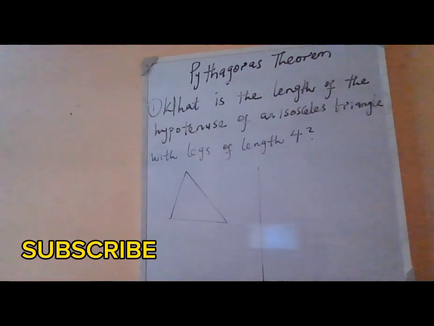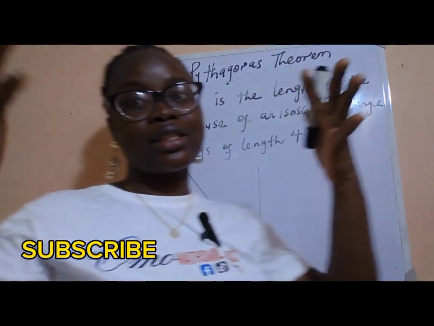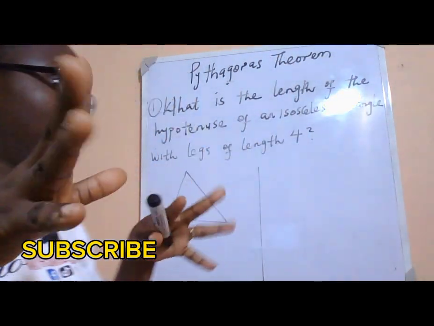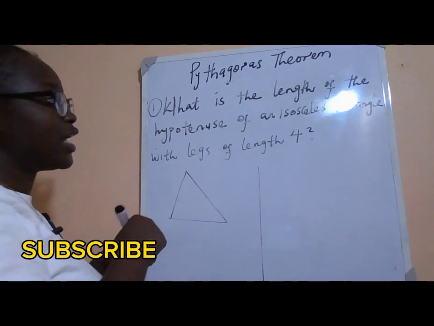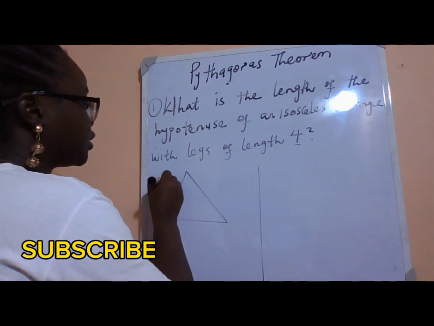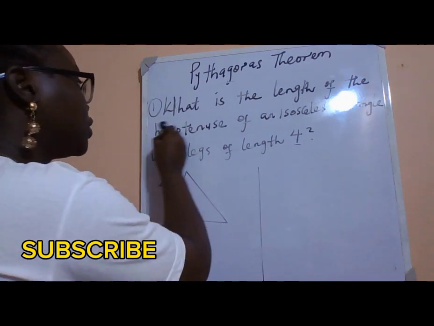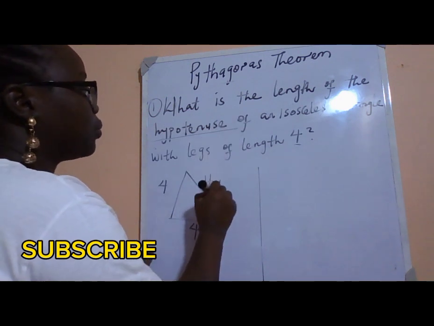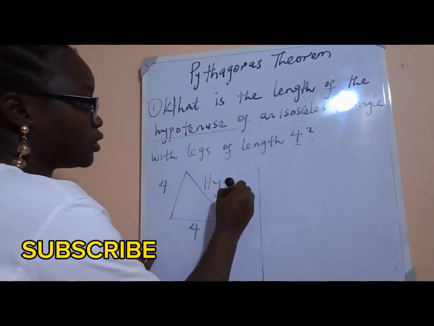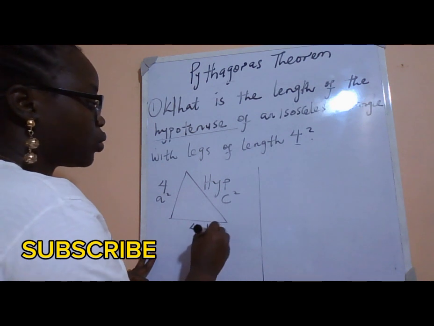an isosceles triangle. In an isosceles triangle, both sides are equal, right? So going by that, we are given the legs of length 4. So that means this place is 4, this place is 4. We are asked to find the hypotenuse. So here is the hypotenuse that we are asked to determine. Recall that your hypotenuse is c squared. This is your a squared. This is your b squared.